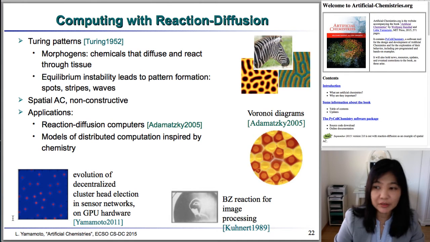And one of the things I explored in my research was the evolution of decentralized algorithms for computer networks, and in this case it was a cluster head election in a sensor network, using GPU hardware to be able to evolve large populations of individuals, where each individual has a large grid of reaction diffusion chemicals inside.